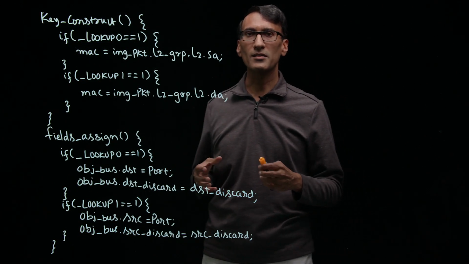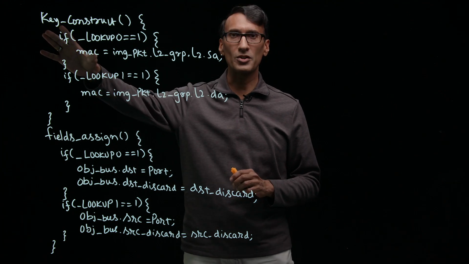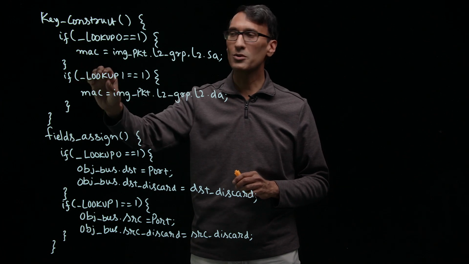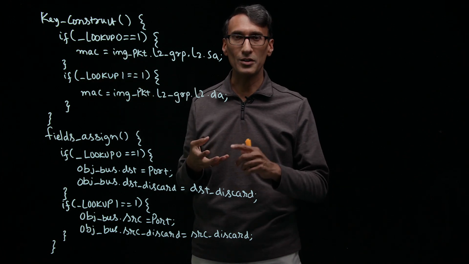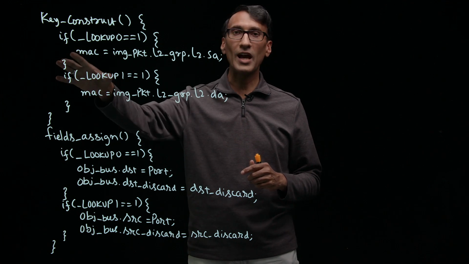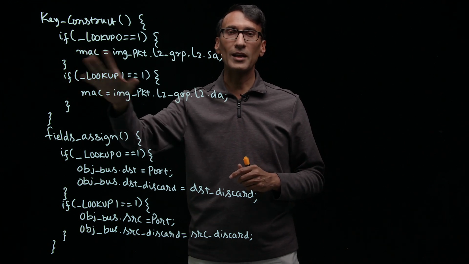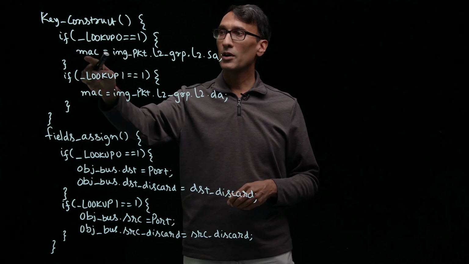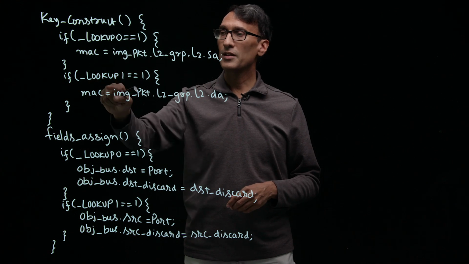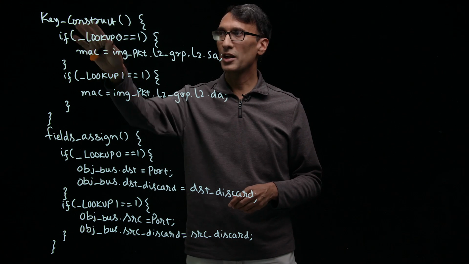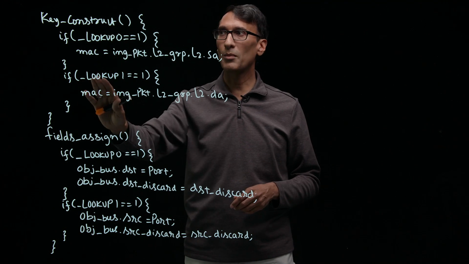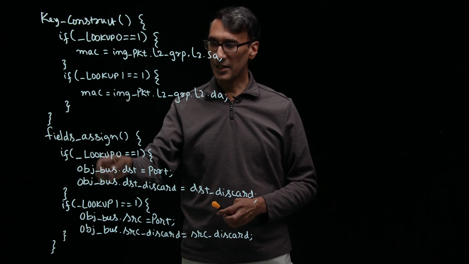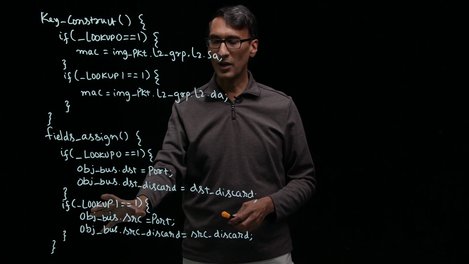Logical table also has two methods, one for constructing the key, another for handling the results. Key construct method can be used to construct the key under different conditions, maybe for different lookups, or you could even have a conditional that could say for multicast this is what I need to do. So you can clearly see if it is lookup 0, you are trying to use the source address, and if it is lookup 1, you are using a destination address. So that you are handling both the lookup 0 and lookup 1 and getting different keys through a construct method. Fields assign similarly has handling for lookup 0 as well as lookup 1.